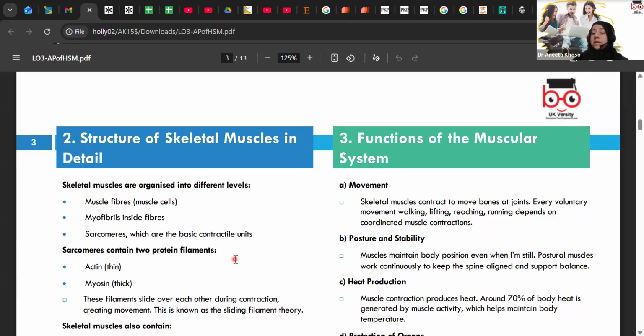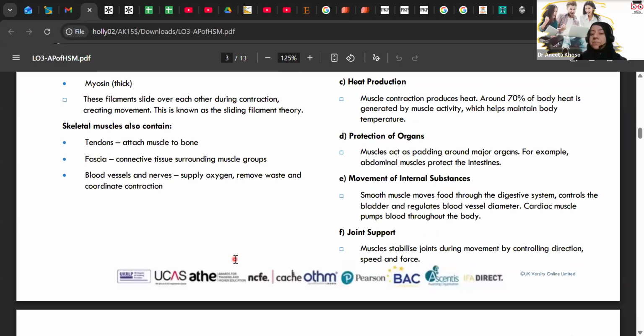Coming towards posture and stability, muscles maintain body posture even when you are still. So I'm sitting, and that posture is maintained. Postural muscles work continuously to keep the spine aligned and support the balance. There's heat production as well. Muscle contraction produces heat. Around 70% of the body's heat is generated by muscle activity, which helps maintain body temperature as well.